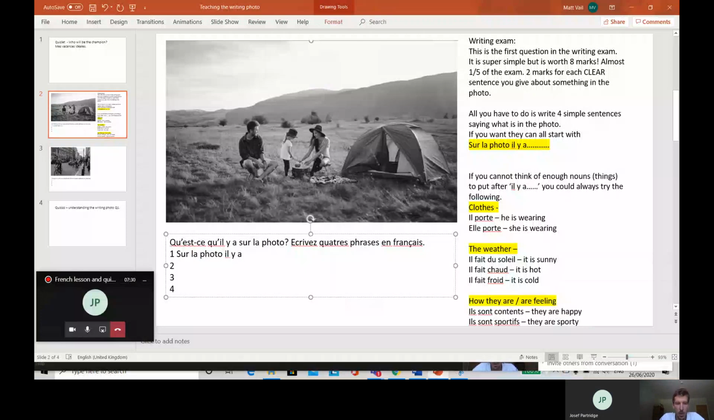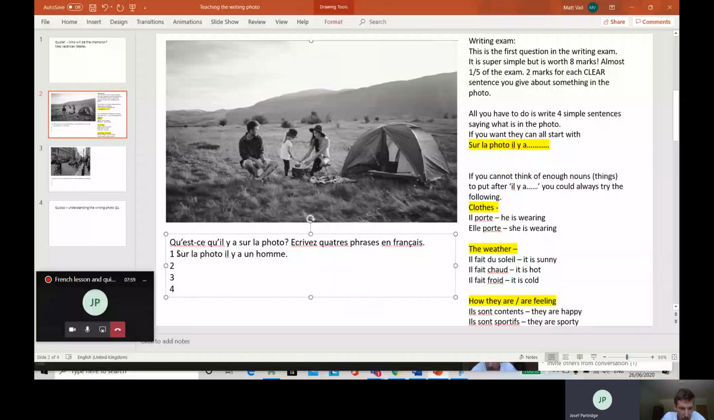And then we've just got to make sure we know enough nouns, enough things that we can say, for example. So we can say sur la photo, il y a. Well, what I can see is a man. So if I know the word for man, un homme, full stop, that'll do. That, sentence 1, fine. That would get me 2 marks. Okay, that's the max of marks for that. Is there a man in the photo? Yes. Have I written it clearly in French? Yes. Done. I don't have to do anything else for that 1 sentence.